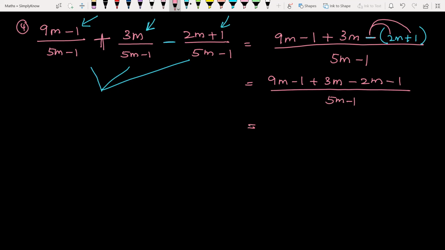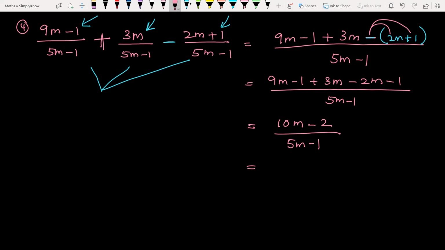Now we can simplify our like terms. 9m plus 3m is 12m. 12m minus 2m is 10m. Then minus 1 and minus 1 is minus 2. The denominator is 5m minus 1. Is this our answer? No. We can further simplify this.